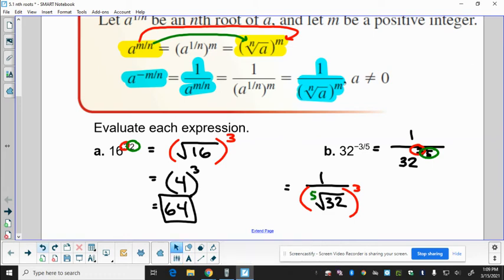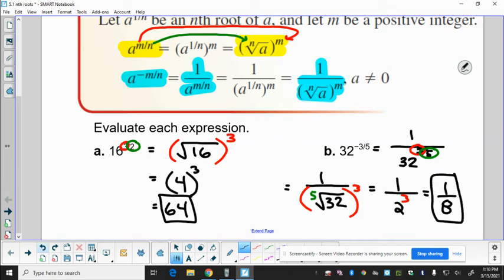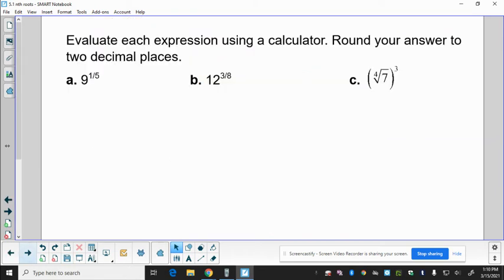So what we need to do is figure this out. What is the 5th root of 32? And that would be 2, right? Because 2 times 2 times 2 times 2 times 2 gives you 32. So this would be 2, and then we still have the third power here, which is 8. So this is 1/8. Move on to the next set of problems.